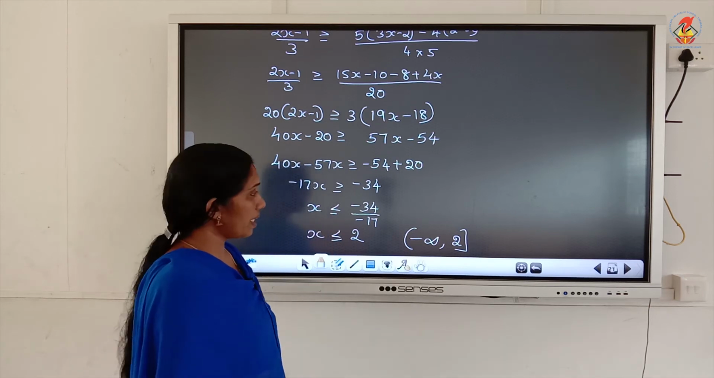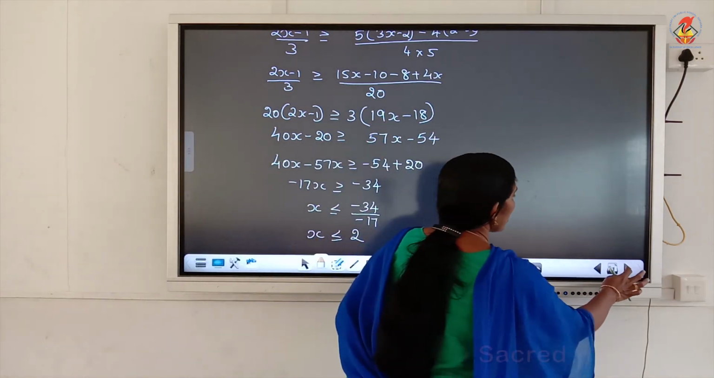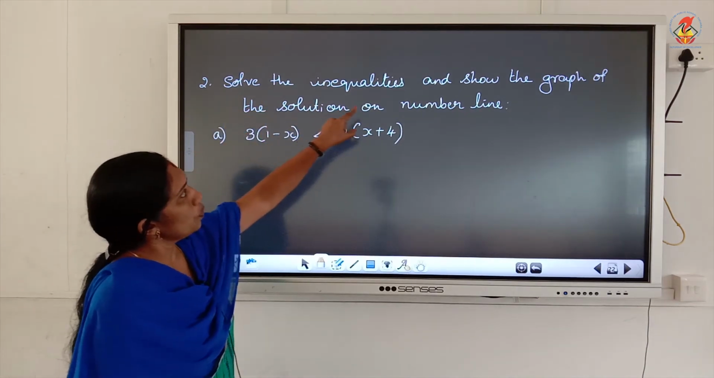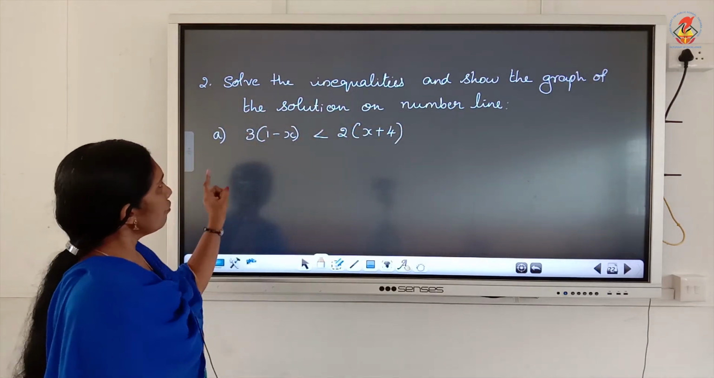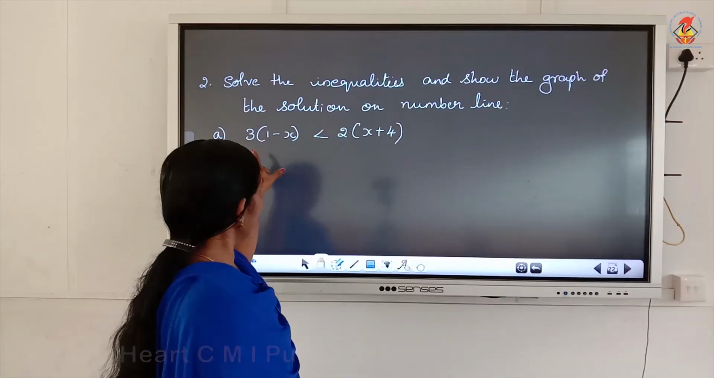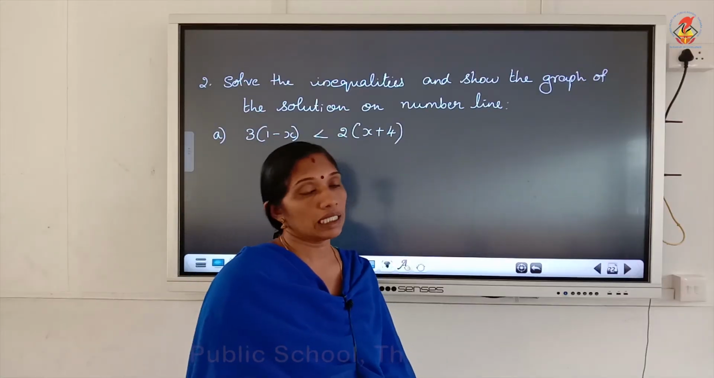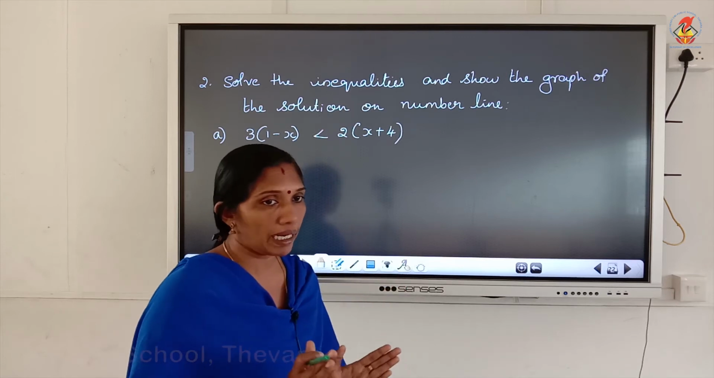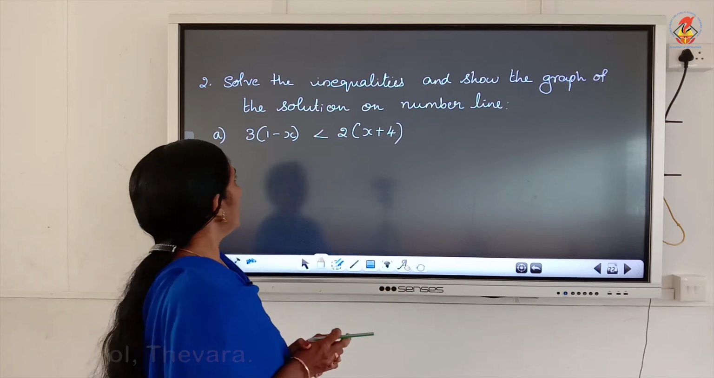This is the algebraic method. Now how to represent it graphically. Solve the inequalities and show the graph of the solution on the number line. Here there is only one variable. That's why the solution we can represent on the number line. If two variables are there, then we have to represent it in the plane, the xy plane.